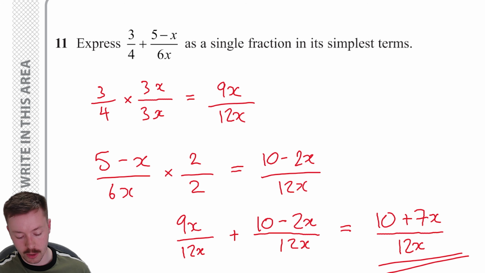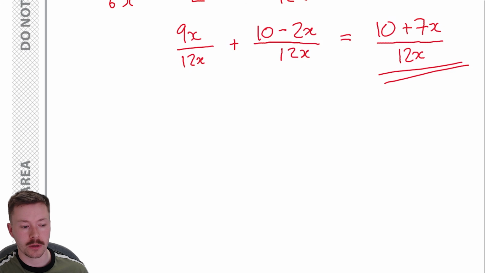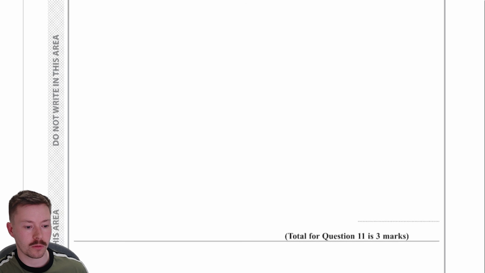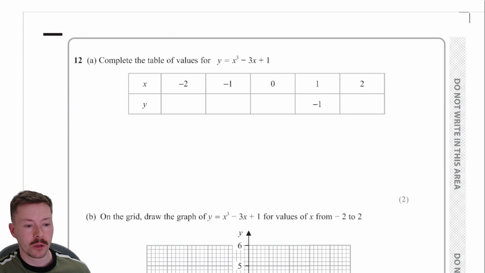So let's try that. I'm going to do 3/4 plus 5 minus 3 over 6 times 3, and that gives me 31 over 36. And if I do the same with the answer, 10 plus 7 times 3 over 12 times 3 is 31 over 36. So, like I say, it doesn't guarantee it for all values of x, but it gives you a bit of confidence that what you've done there is correct. Okay, I'm going to zoom that back out again now. But that was 3 marks for a relatively straightforward question. Okay, the next one is a graph question.